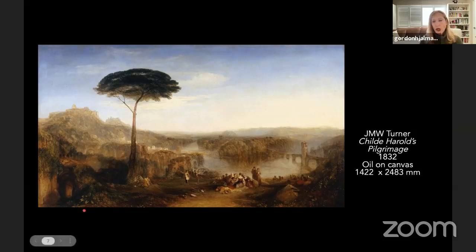And so Childe Harold is discovering his way in the world. He's world weary. He's been traveling, seeking enlightened thought. And although we're moving away a bit from the Enlightenment, it is a very romantic subject, how one finds their place in the world, place in the cosmos. This is an oil on canvas.